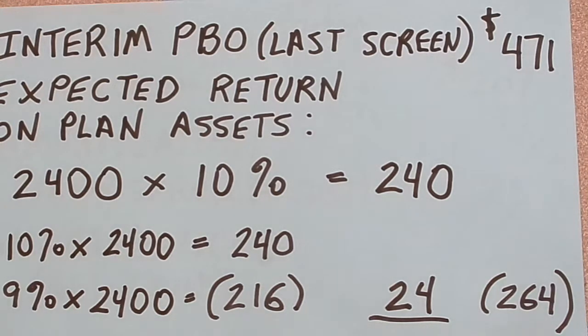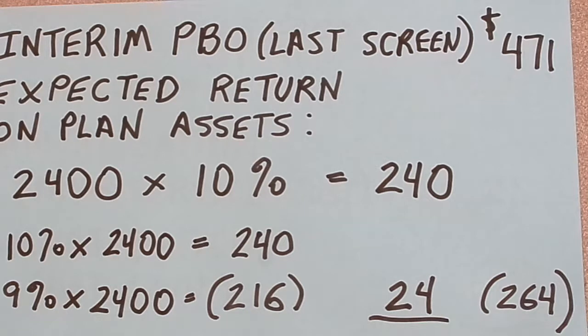And then we need to come up with the expected return on the plan assets. So the plan assets fair value is $2,400, and we said we expected a return of 10%. So when we multiply 2,400 times 10%, we have $240,000. However, we do need to recognize that the expected return was higher than what the actual return turned out to be. So the 240,000 minus the 216,000 gave us another 24,000.